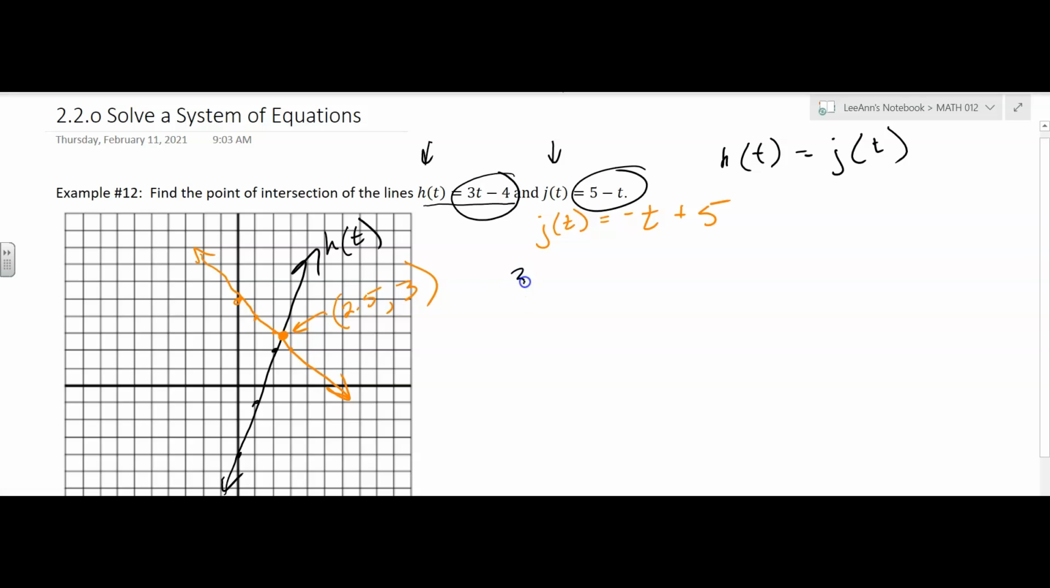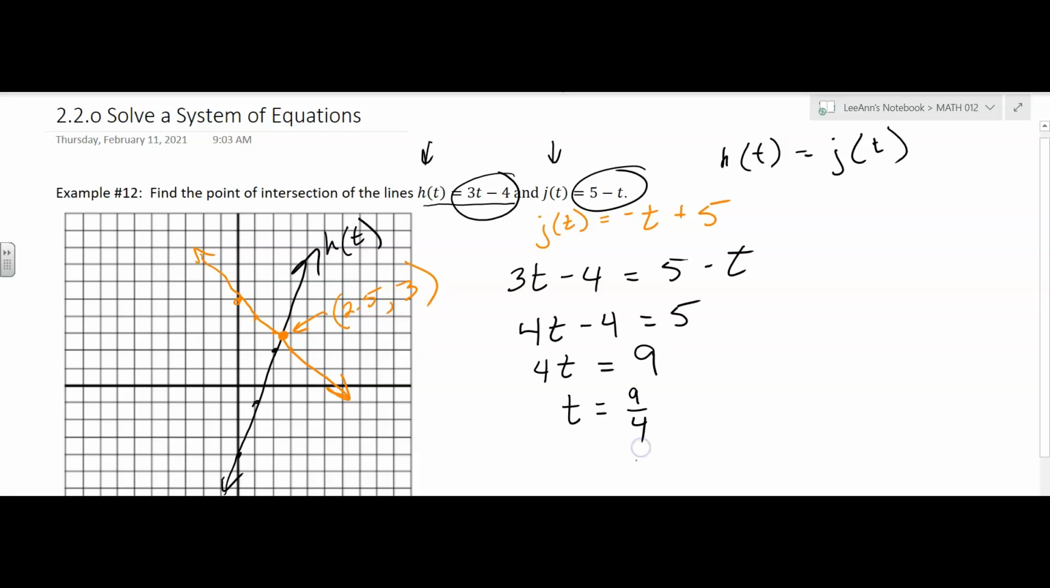Okay, so then we write that out. 3t minus 4 equals 5 minus t. This is an equation now in one variable, and then we can just solve it. So add the t to the other side, and add the 4 to both sides, divide by 4, and so we get 9 over 4.